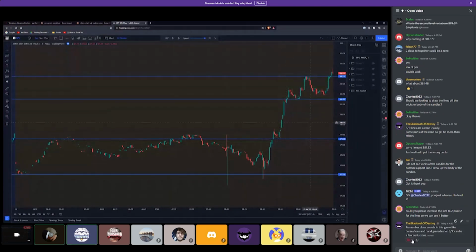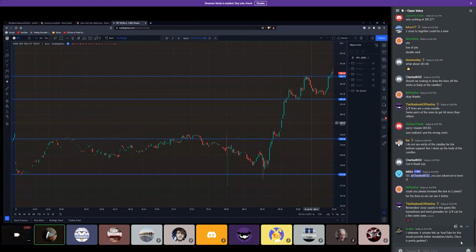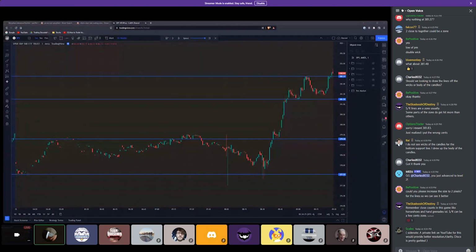So we're close. Are we good? Let me run through these comments real quick. Support and resistance lines are usually zones. Okay, cool. Buy says I don't see wicks for the candles for the bottom support line. I drew up the body of the candles.